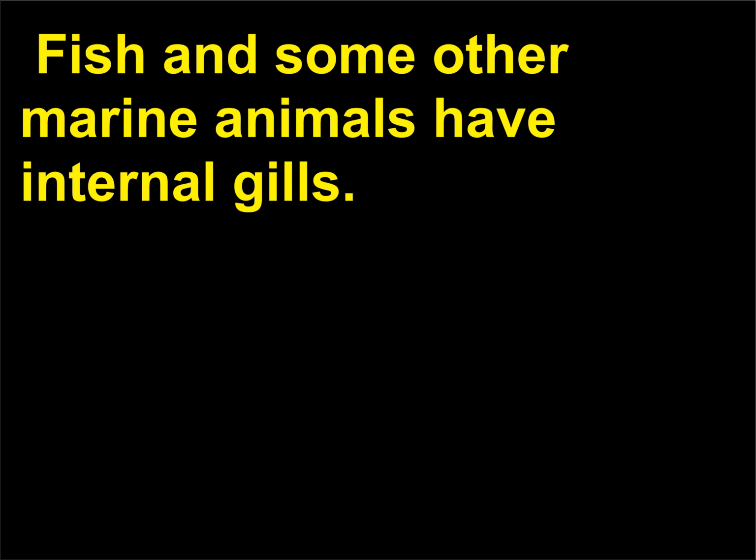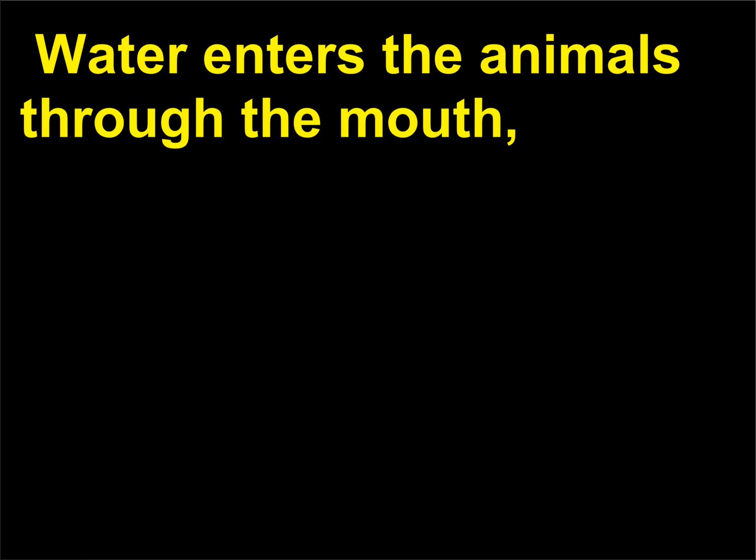Fish and some other marine animals have internal gills. Water enters the animals through the mouth, then flows over the gills in a steady stream and out through gill slits.